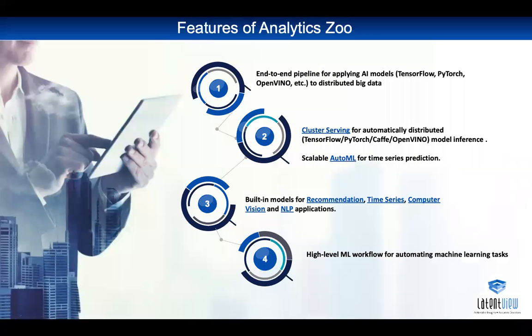And this is an overview, just a brief of each feature. The first one is an end-to-end pipeline for applying AI models to distributed big data. We might have already heard about TensorFlow, PyTorch, and OpenVINO. These are frameworks that provide an end-to-end pipeline for an AI model. With Analytic Zoo, you can unify the power of each of these platforms. That's one advantage of Analytic Zoo.